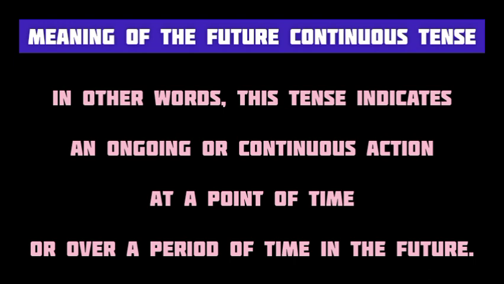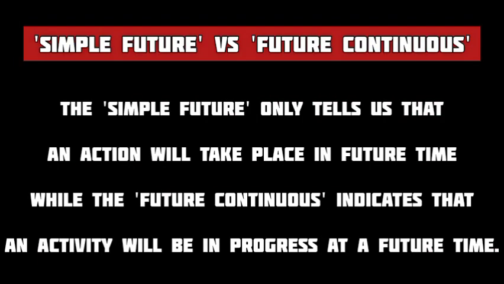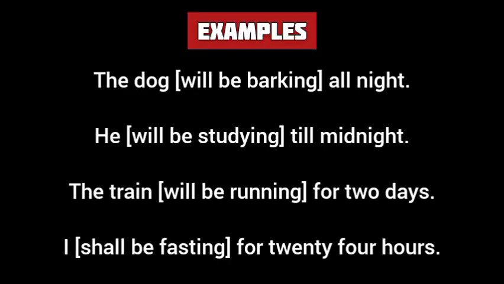So to put it simply, the future continuous tense tells us that a certain activity will be in progress or in continuity at a particular point of time in future or over a period of time in future. So we understand that while the simple future tense only tells us that an activity will take place sometime in future, the future continuous tense indicates that a certain action will be going on or in progress in future. Now see some examples of the future continuous tense on your screen.